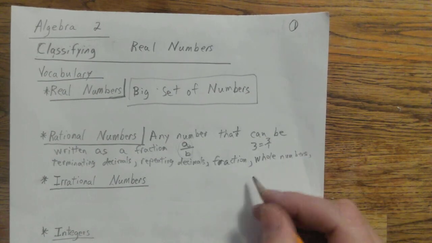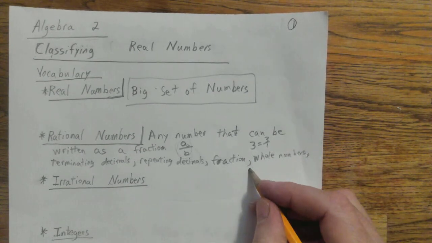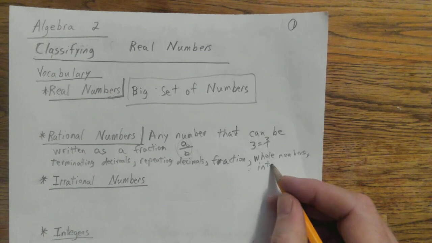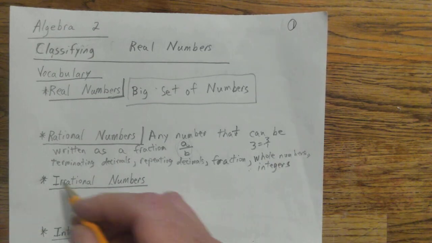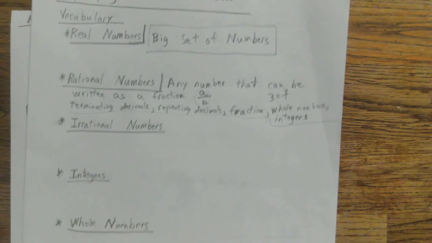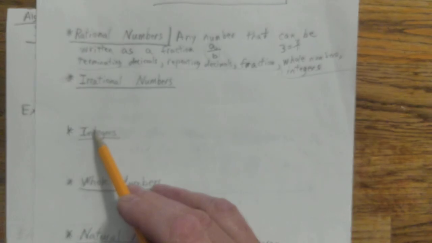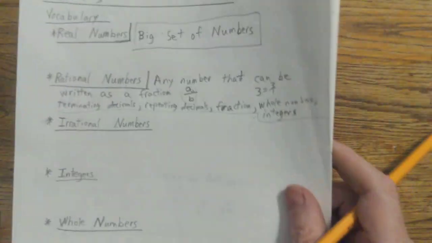And maybe I should write all whole numbers are a subset of the integers, because integers can be negative and positive, and I put all that in there. So every one of these are going to be rational numbers. They're just a part of the rational numbers, a small part.